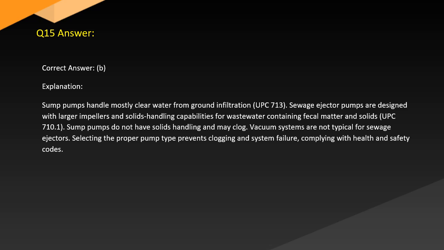Answer. Correct answer: B. Explanation. Sump pumps handle mostly clear water from ground infiltration, EPC 713. Sewage ejector pumps are designed with larger impellers and solids handling capabilities for wastewater containing fecal matter and solids, EPC 710.1. Sump pumps do not have solids handling and may clog. Vacuum systems are not typical for sewage ejectors. Selecting the proper pump type prevents clogging and system failure, complying with health and safety codes.